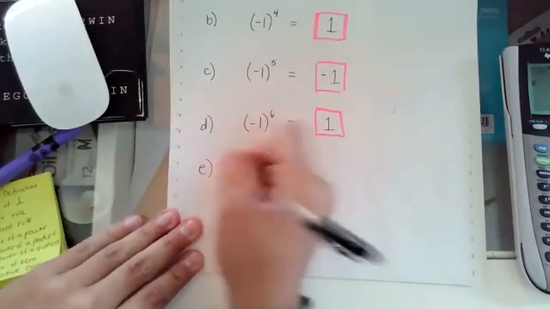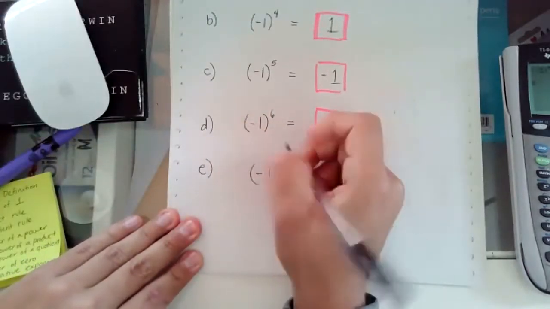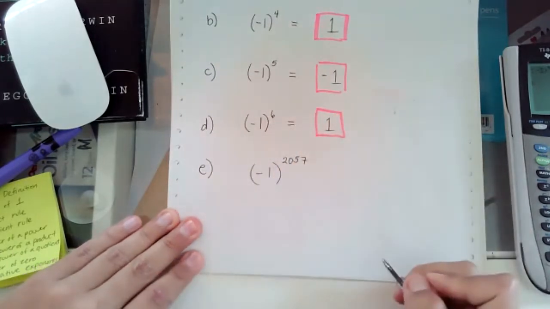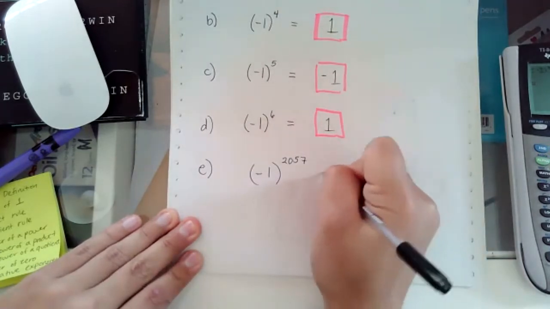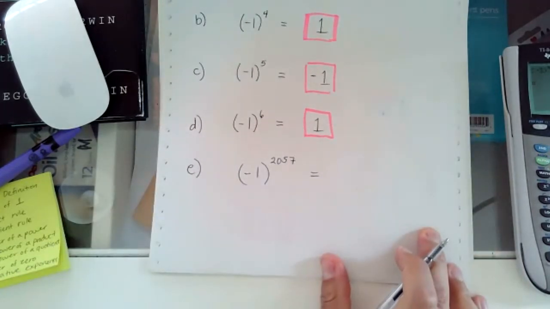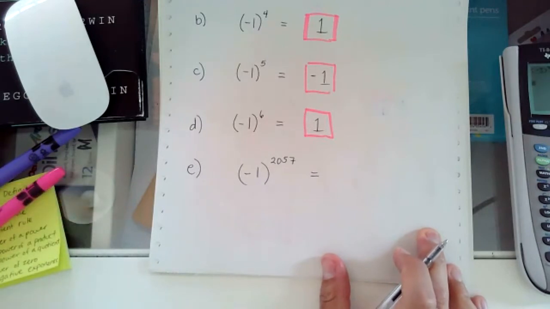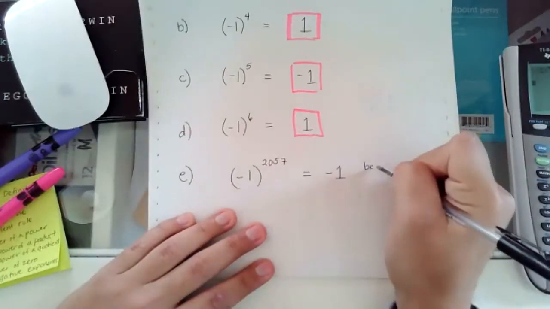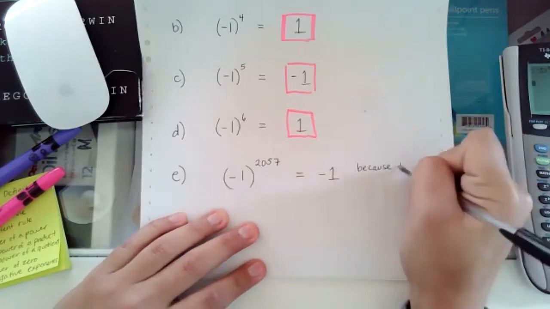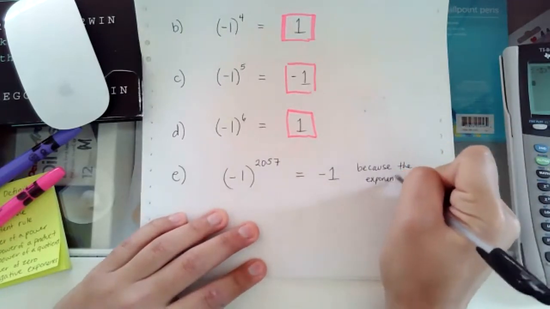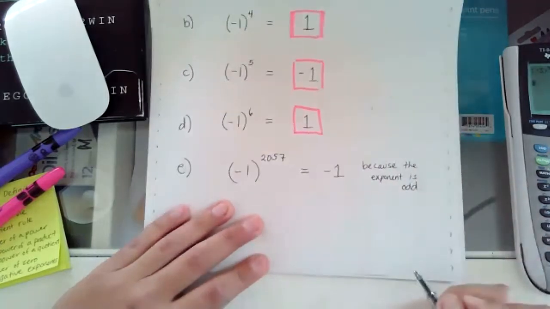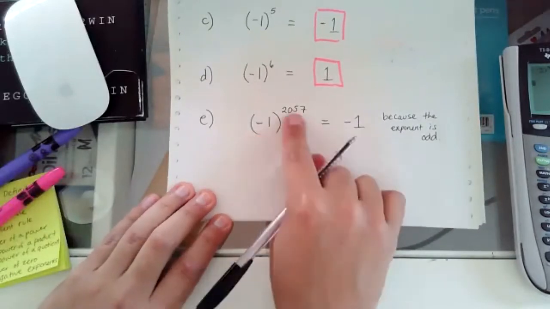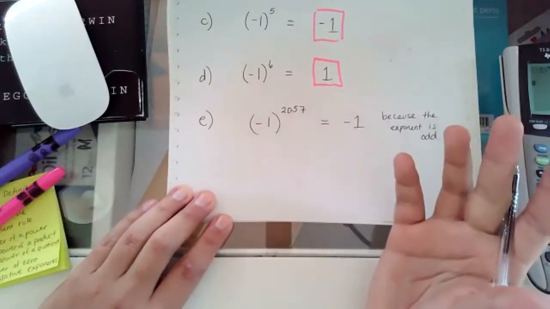What about -1 to the 2057th power? Is it a -1? Because it's an odd number? Yeah, exactly. -1. Because the exponent is odd. Nobody has time to actually multiply -1 by itself 2057 times.